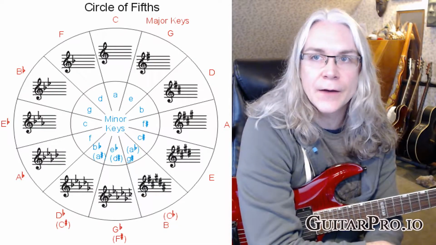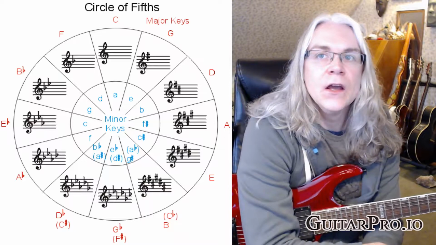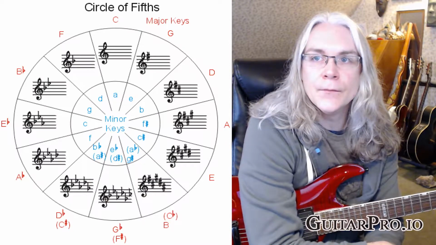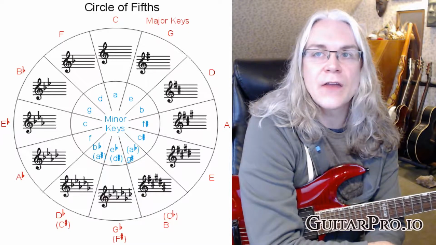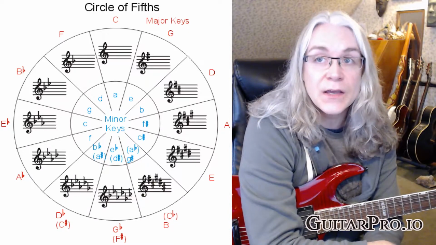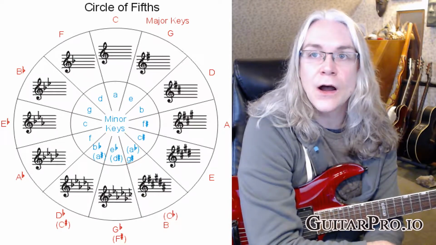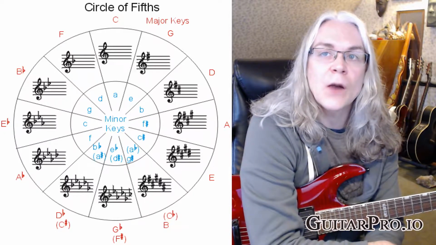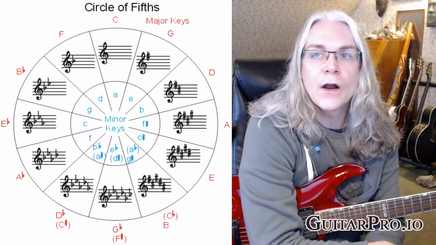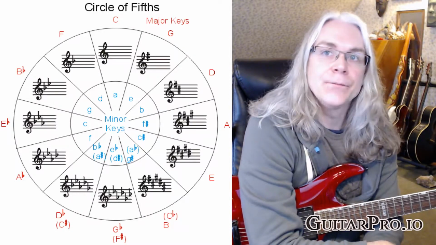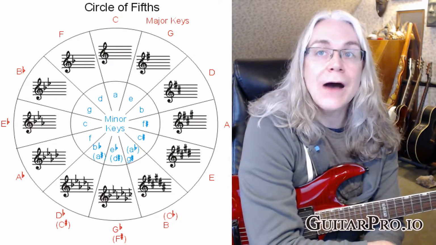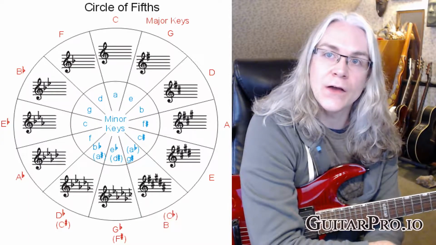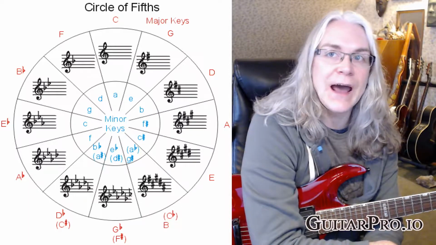And I'm going to stop there because when using this wheel, we only go in one direction or the other depending on if we're working with sharp keys. Sharp keys are clockwise, sharp keys meaning that they have sharps in their key signature. Or if we're working with flat keys, we go counterclockwise. And you can see if you move counterclockwise, you are moving through keys that have flats.